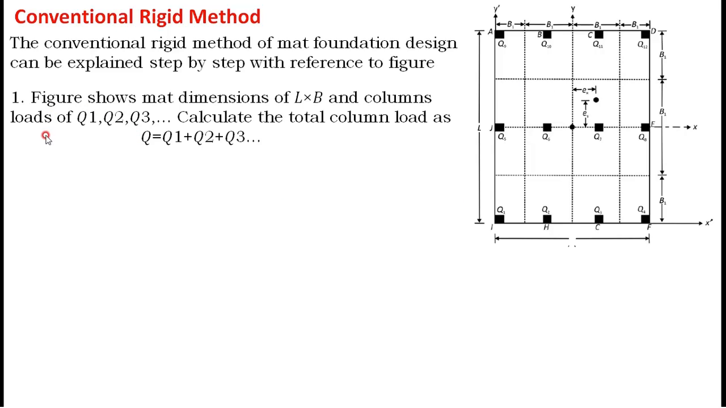Now the first step in this design: the figure shows the mat dimensions, that is L and B, and the column loads Q1, Q2, Q3. You can see Q1, Q2, Q3, Q4, Q5 like that, up to Q12. All 12 columns are there. Calculate the total load. How to calculate? Add all the columns: Q1 plus Q2 plus Q3 plus up to Q12. You add all the Q's and you will get the total load.